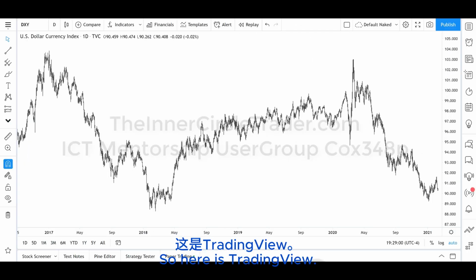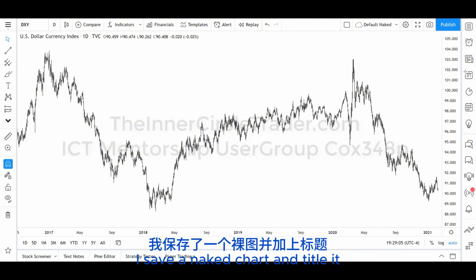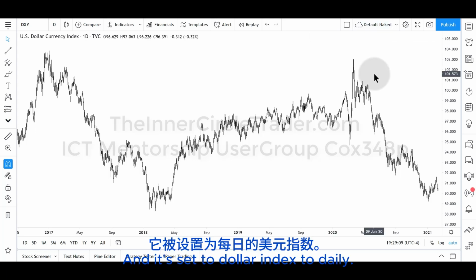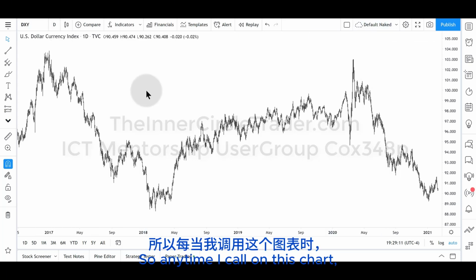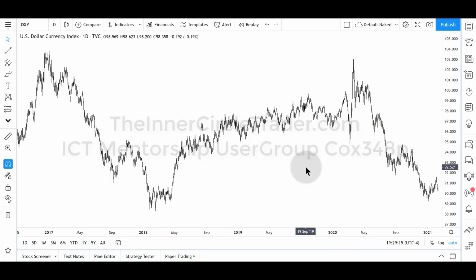All right, so here is TradingView, and it's just basically set to a naked chart. I save a naked chart and title it default naked, and it's set to dollar index to daily. So anytime I call on this chart, it'll open up to this time period and this particular market.